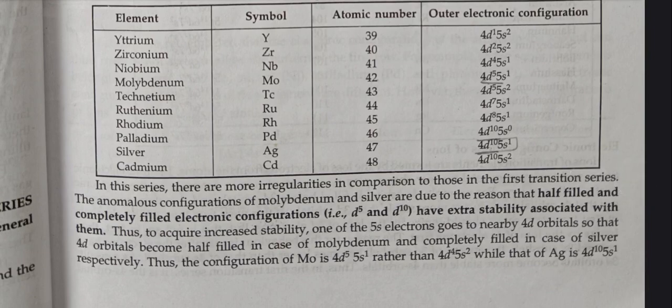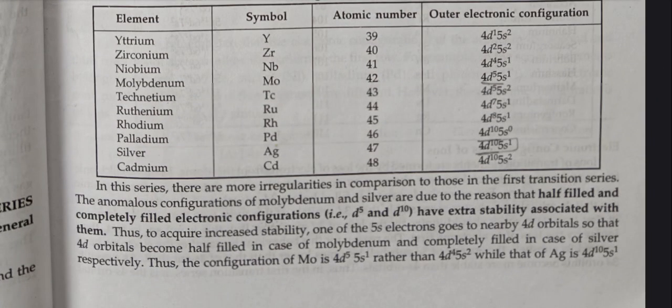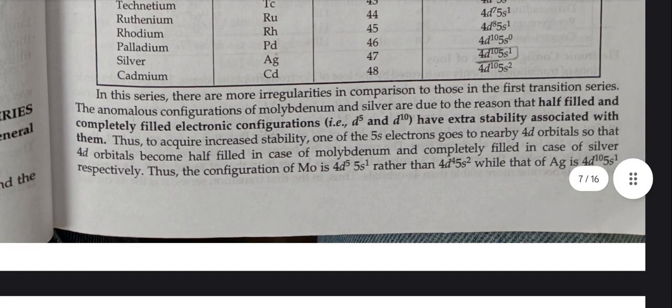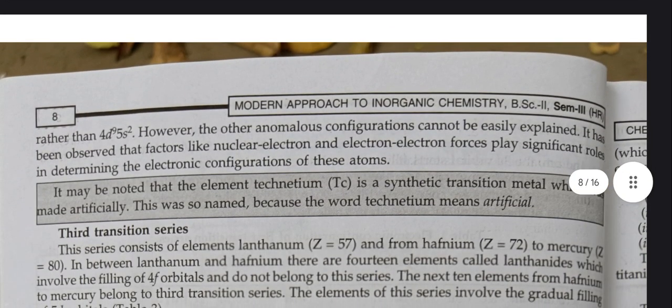The anomalous configurations of molybdenum and silver are due to the reason that half filled and completely filled electronic configuration, that is d5 and d10, have extra stability associated with them. Thus, to acquire increased stability, one of the 5s electrons goes to the nearby 4d orbital so that 4d orbitals become half filled in case of molybdenum and completely filled in case of silver respectively. Thus, the electronic configuration of molybdenum is 4d5 5s1 rather than 4d4 5s2, while that of silver is 4d10 5s1 rather than 4d9 5s2.